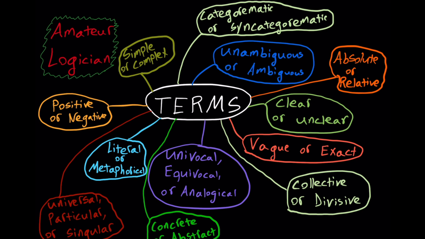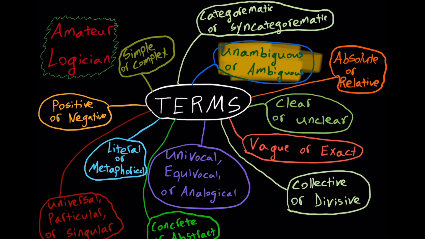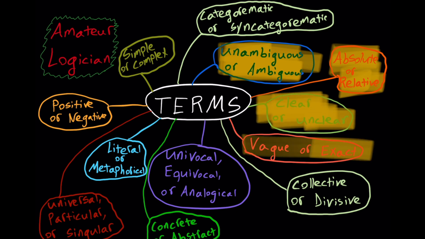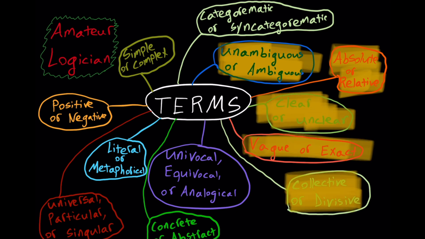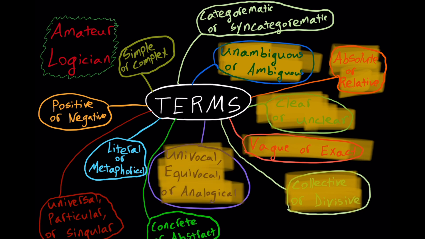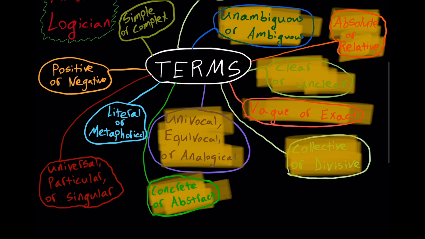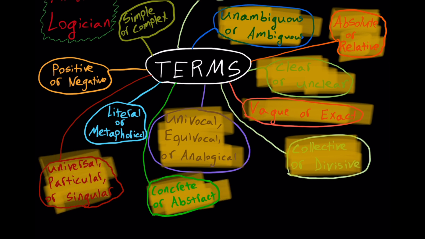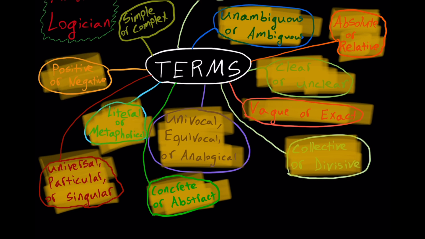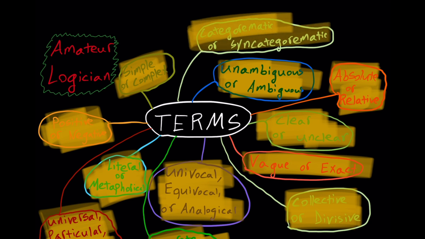We have, for example, unambiguous or ambiguous terms. We have absolute or relative. We have clear or unclear. We have vague or exact. We have collective or divisive. We have, for example, univocal, equivocal, or analogical terms. We have concrete or abstract terms. We have universal, particular, or singular terms. We have literal or metaphorical. We have positive or negative, simple or complex, categorematic or syncategorematic.